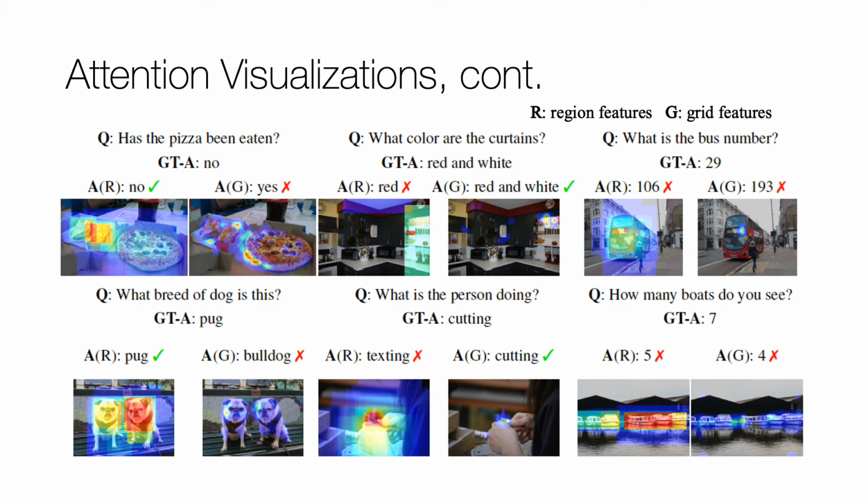We also show some failure cases, and it seems the attention maps are pretty reasonable even when the models fail. Interestingly, sometimes grid features can look at precise locations, whereas the region features are missing it due to lack of bounding boxes that support the evidence. This is the case for the bus number on the top right.